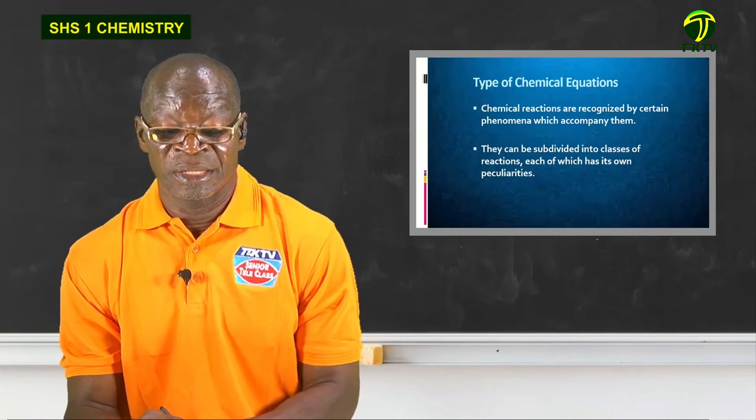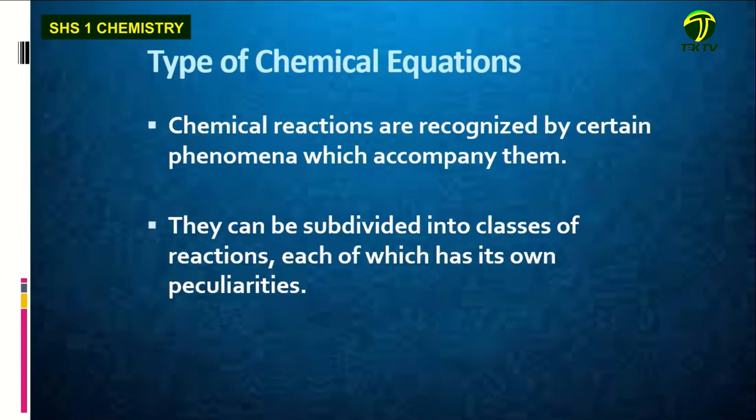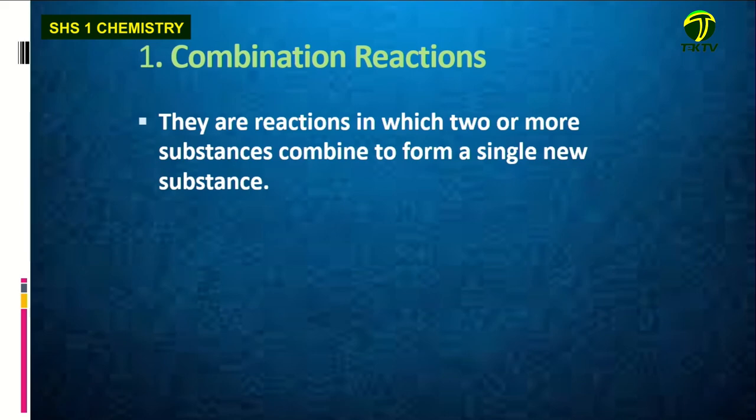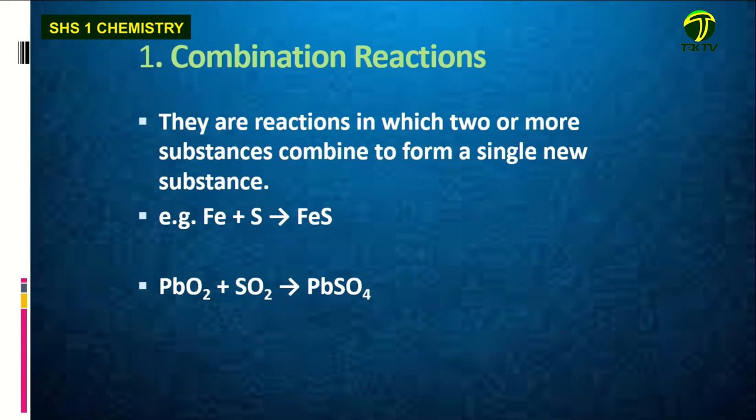So we can divide them into various classes. Let's take a combination reaction. From the name, combination, combine. When we have two or more substances coming together, combining to form a single new substance, we call that reaction a combination reaction. Let's take iron combining with sulfur to form iron sulfide. Iron and sulfur, two substances, combined to form a single compound. Let's take lead(II) oxide combining with sulfur trioxide to form lead sulfate. Two of the substances combined to form a single one, and we call it a combination reaction.